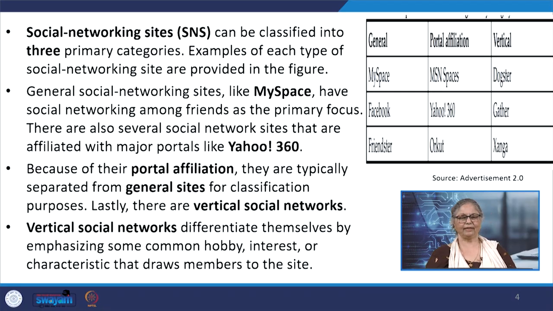Social networking sites can be classified into three primary categories. Examples of each type of social networking site are provided in the figure, which is given on the right-hand side of the slide. General social networking sites like MySpace have social networking among friends as the primary focus. There are also several social network sites that are affiliated with major portals like Yahoo 360. Because of their portal affiliation, they are typically separated from general sites for classification purposes. And we also have vertical social networks, which differentiate themselves by emphasizing some common hobby or interest or characteristic that draws members to the site.